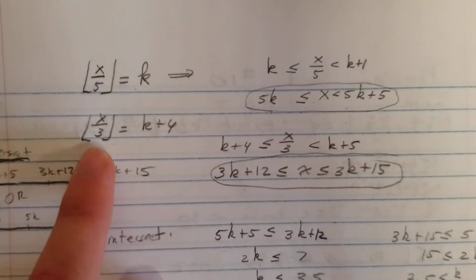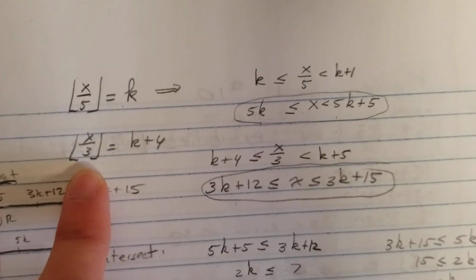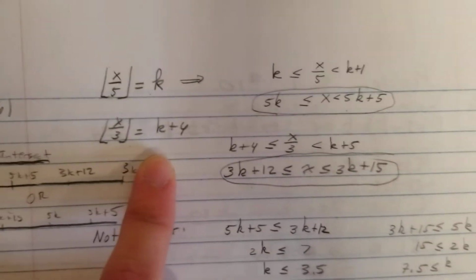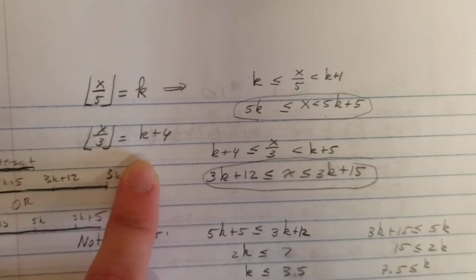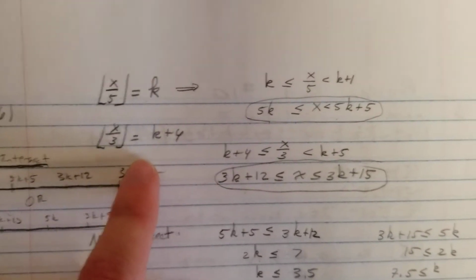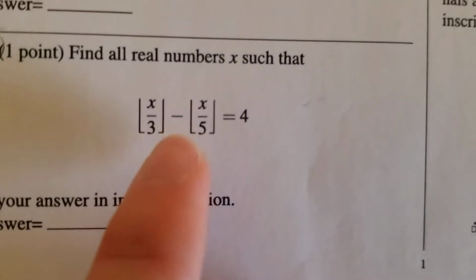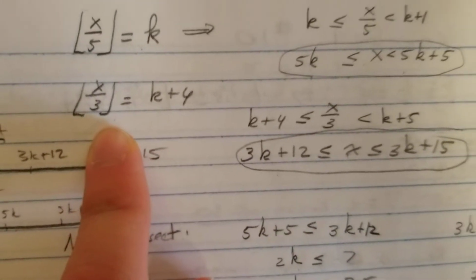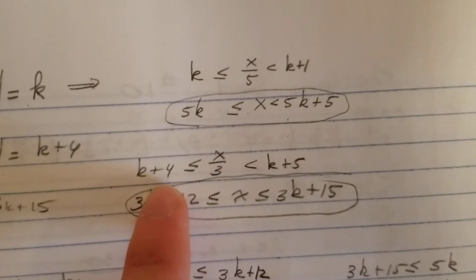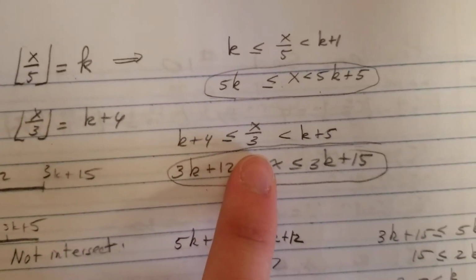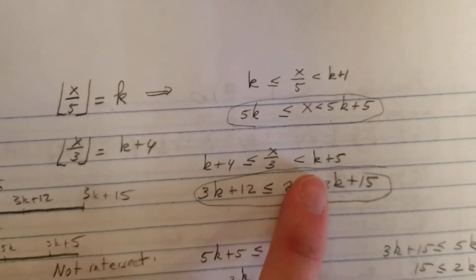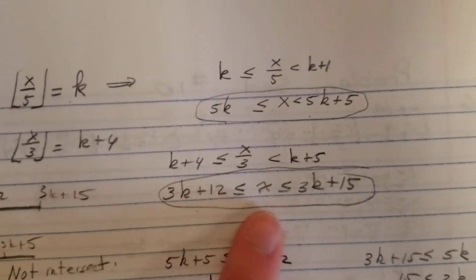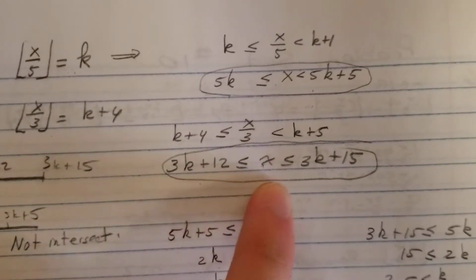Now the floor of x over 3 is going to be k plus 4, because you can just solve it using this equation: 4 plus x over 5 equals x over 3. And then just write the inequality. So that integer is less than or equal to x over 3, which is less than the next highest integer, k plus 5. Then simplifying, multiplying by 3 on all sides, you get that.